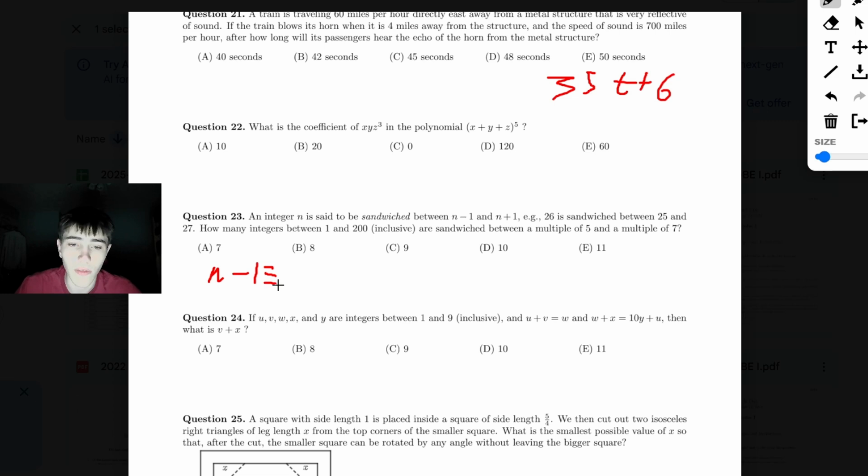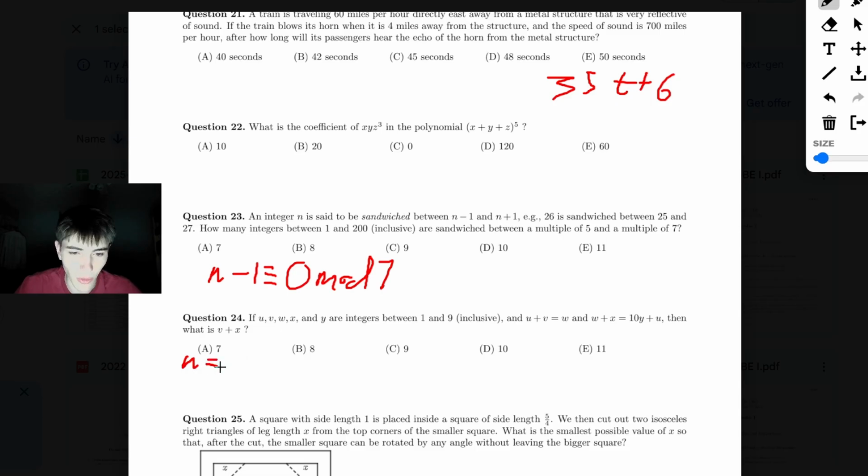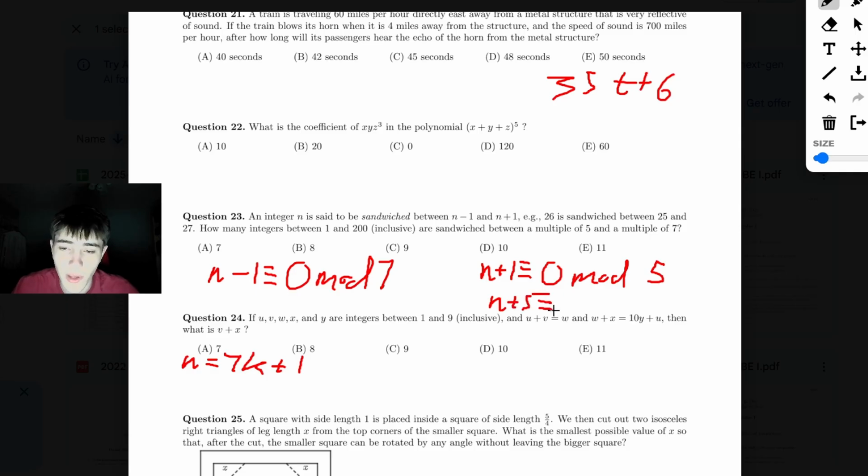N minus 1 is congruent to 0 mod 7, which would mean that n equals 7k plus 1. But then we're going to plug this into our other restriction, which is n plus 1 being congruent to 0 mod 5. Okay, so then n plus 5 would be congruent to 4 mod 5. And then n would be congruent to 4 mod 5. And there might be some of you who are saying, why not just make the 0 a 5 and then subtract 1 from that, right? Subtract 1 from both sides. That's what I would usually do.